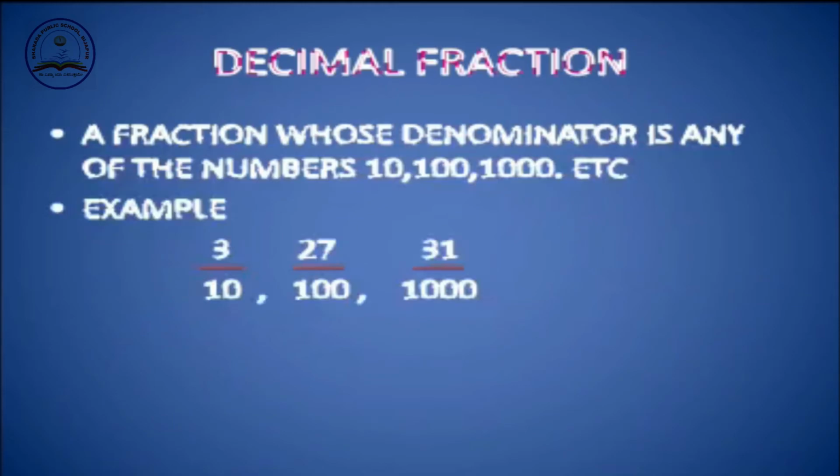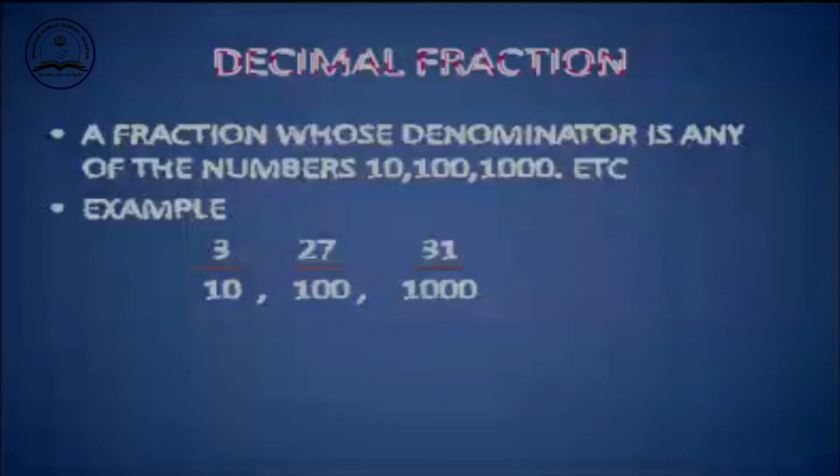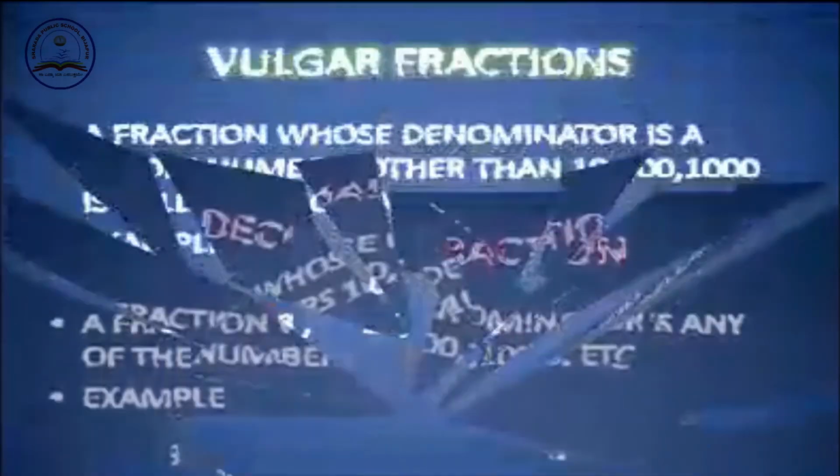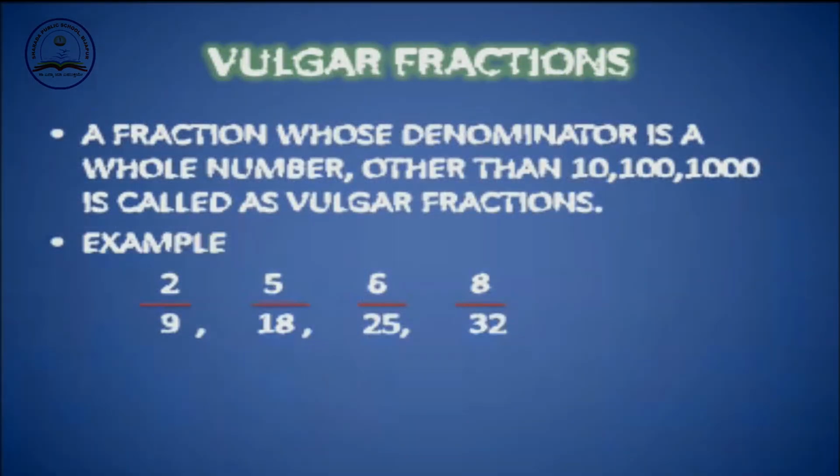Decimal fraction. A fraction whose denominator is any of the numbers 10, 100, 1000, etc. Example, 3 by 10, 27 by 100, 31 by 1000. Vulgar fractions. A fraction whose denominator is a whole number other than 10, 100, 1000 is called a vulgar fraction. Example, 2 by 9, 5 by 18, 6 by 25 and 8 by 32.